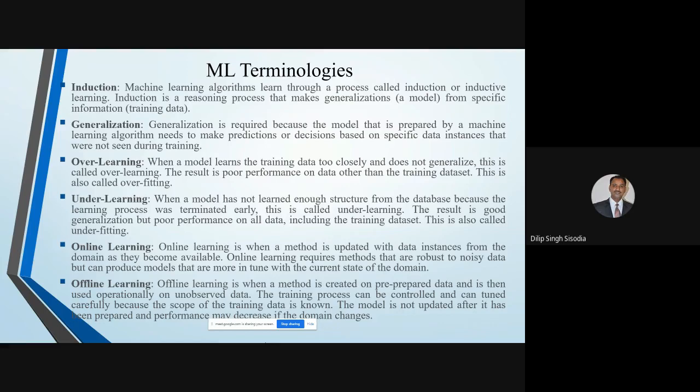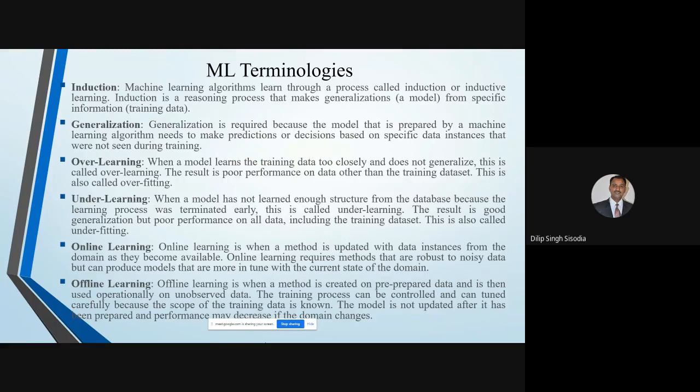Underfitted is when the model has not learned enough structure from the data set because the learning process was terminated early. This is called underfitting or underlearning. The result is poor generalization and poor performance on all data, including the training data set. So these are some terms.